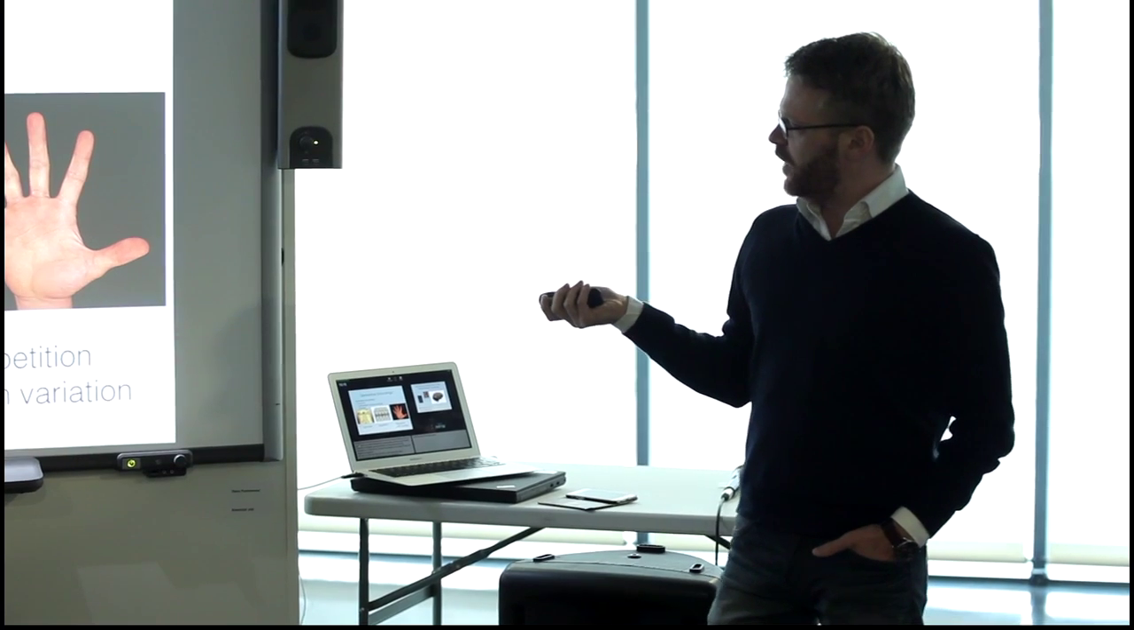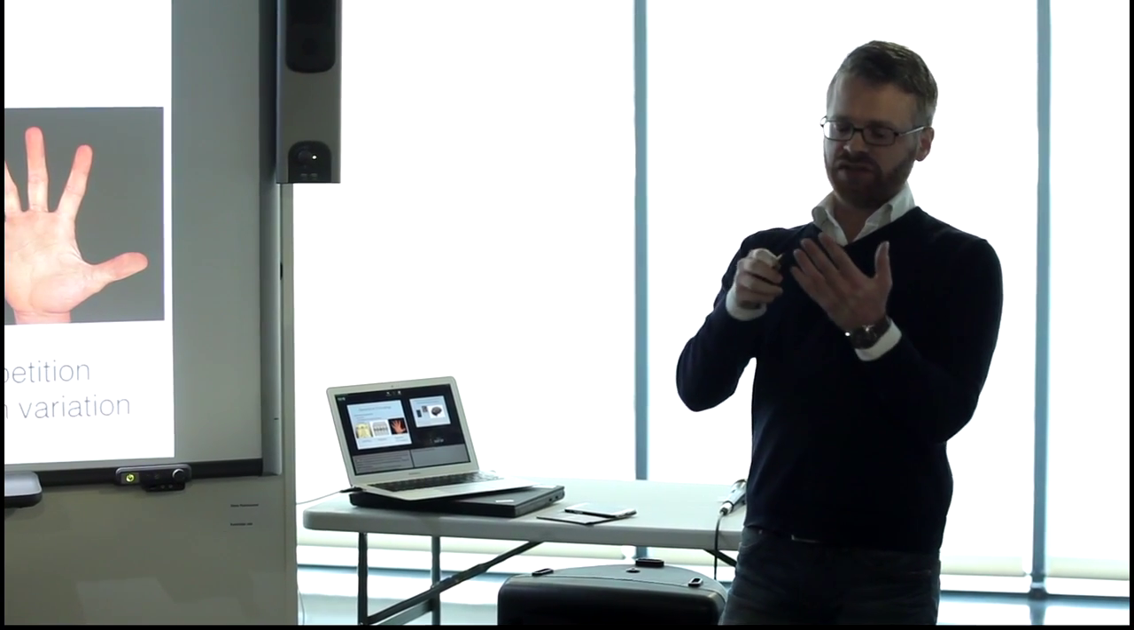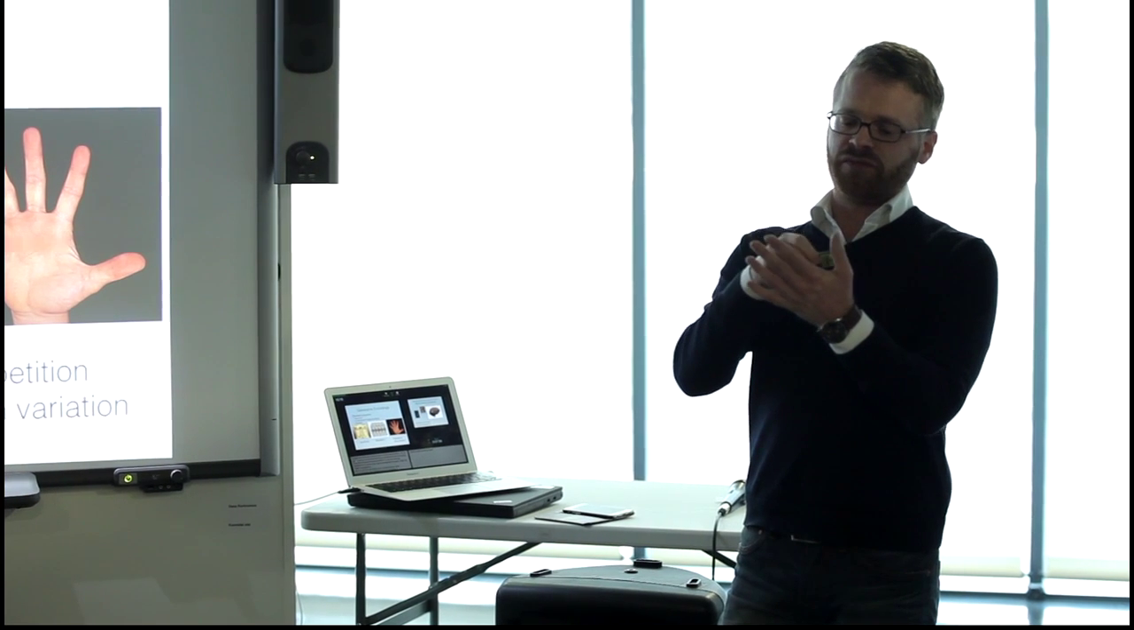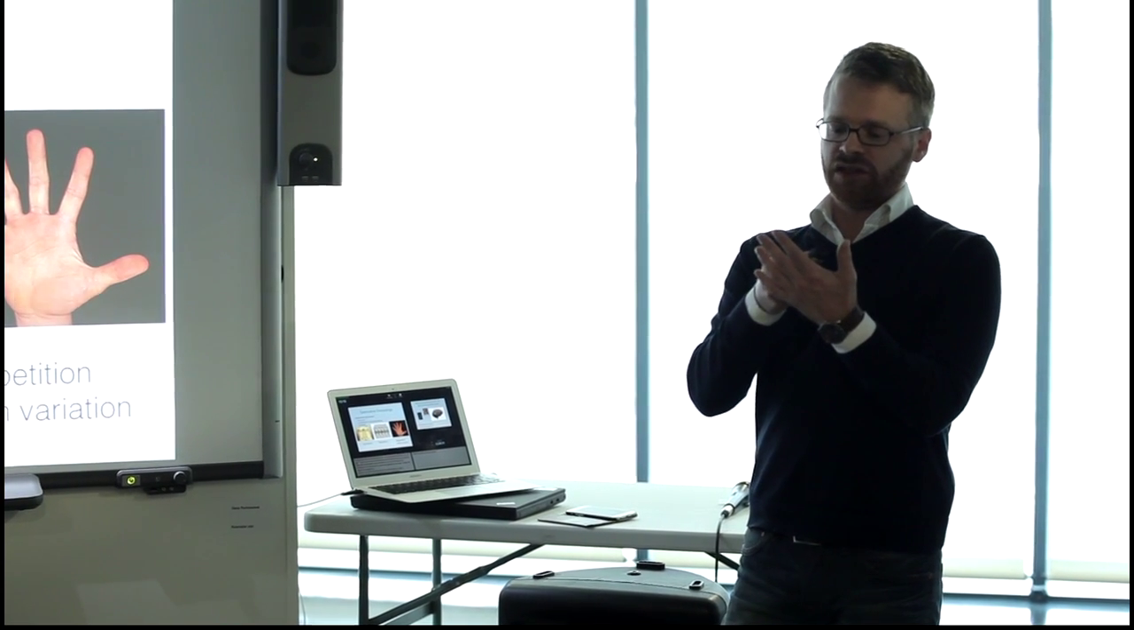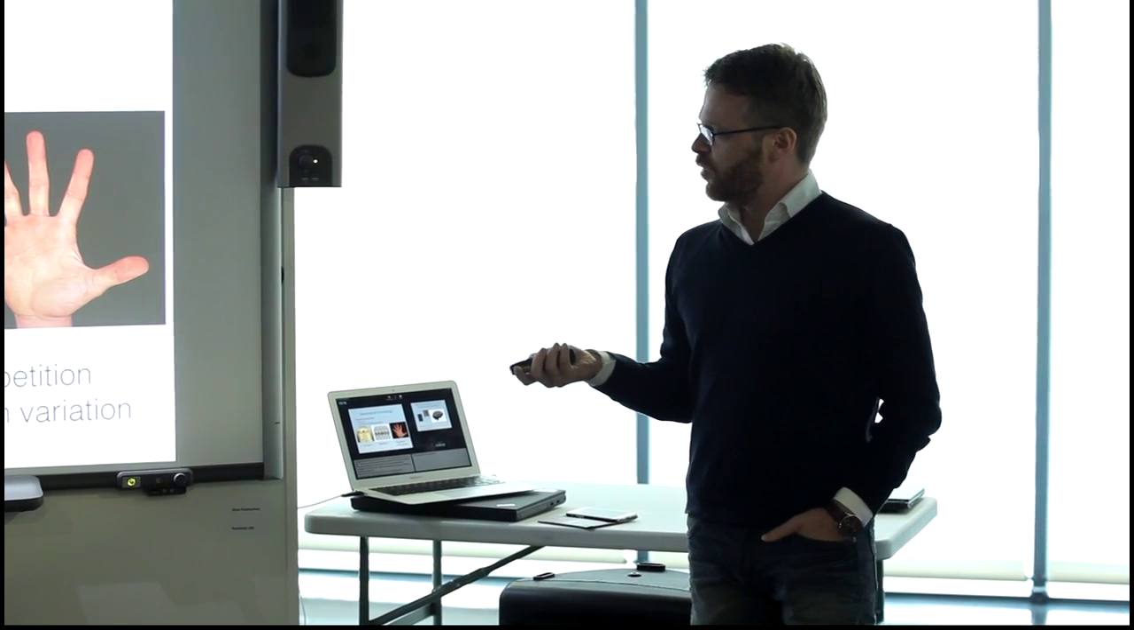Another thing that we often find in natural systems is repetition with variation. So we have all these fingers that are very similar, but then we have, for example, the thumb, which is slightly different, but also is made using the same building blocks.